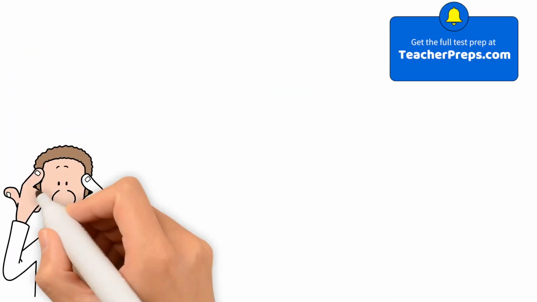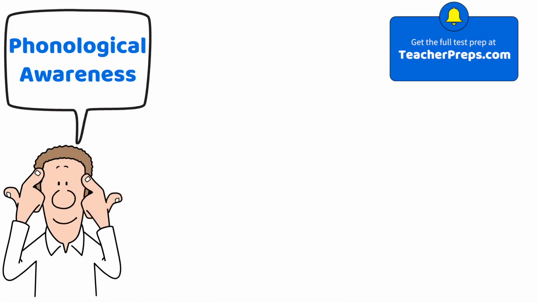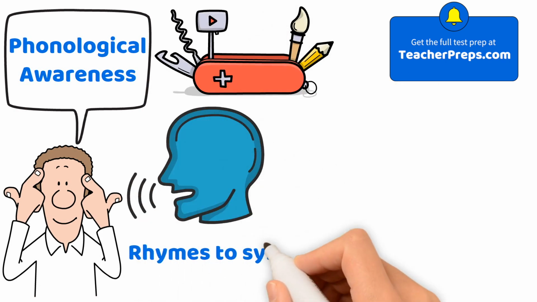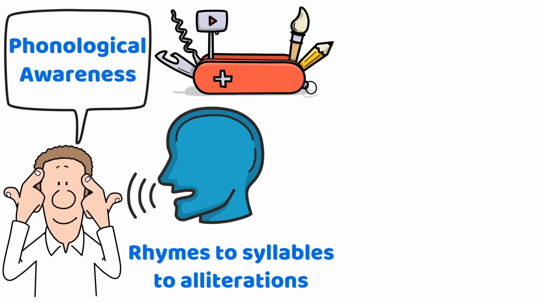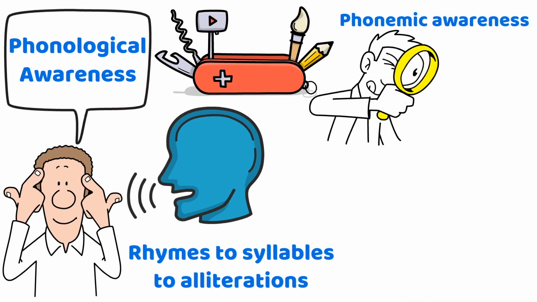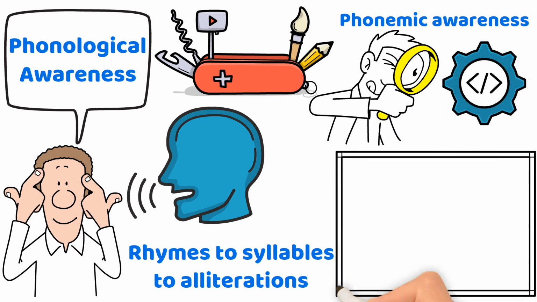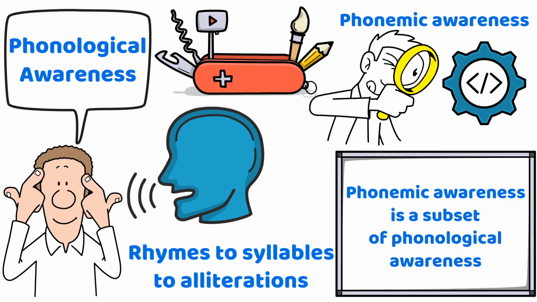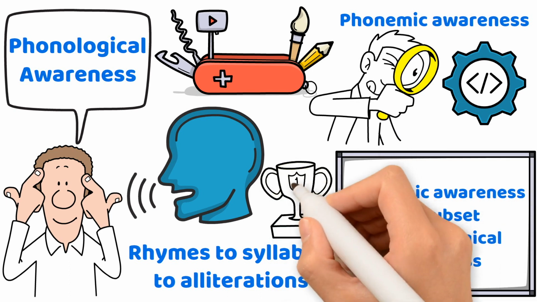First, by understanding that phonological awareness is your toolkit for recognizing and manipulating the broader sounds of spoken language, from rhymes to syllables to alliterations. Phonemic awareness zooms in further, focusing on the individual sounds, or phonemes, that make up words. It's crucial for decoding written language. Remember, phonemic awareness is a subset of phonological awareness, each playing a critical role in reading development.